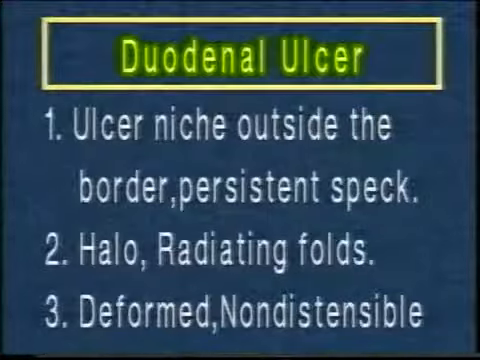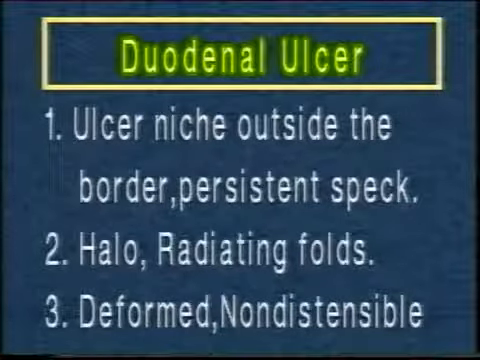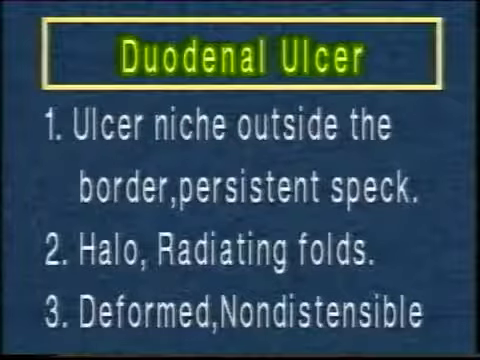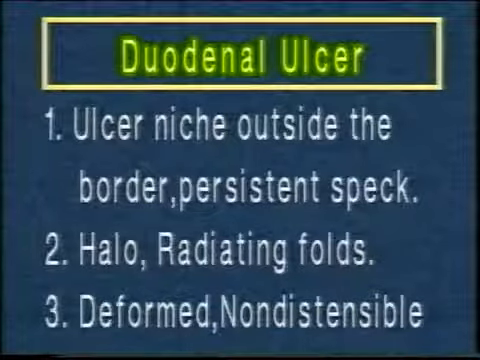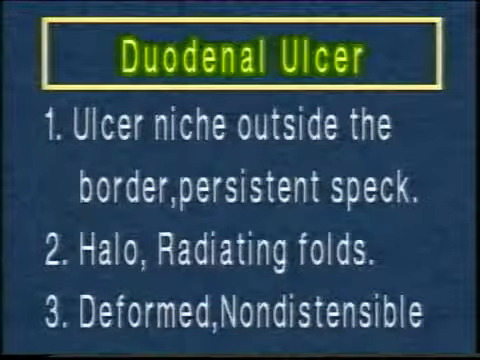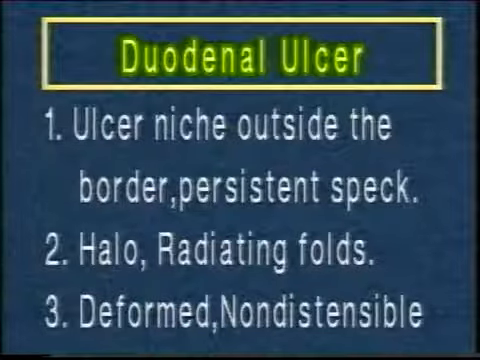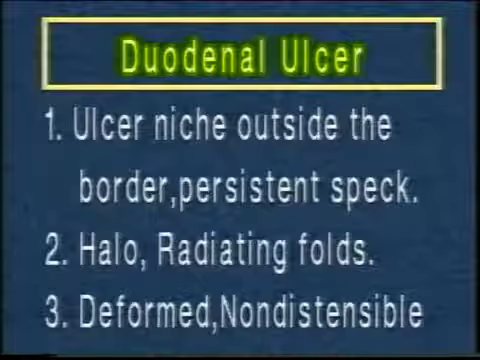So the radiological features of a chronic duodenal ulcer are an ulcer nick, seen as a persistent speck of barium which extends outside the wall in lateral view, and in end-on view is surrounded by a radiolucent halo and radiating folds. In long-standing cases, the duodenal cap is deformed and non-distensible.